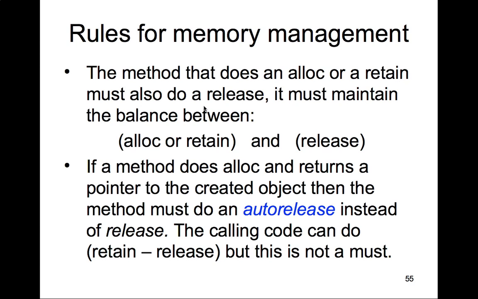So the method that does an alloc or a retain also needs to do a release. It must maintain a balance. Alloc or retain and release work in combinations. If the method does an alloc and returns a pointer to the created object, then the method must do an autorelease instead of a release. So if we have a pointer through an alloc, we do an autorelease. That's why we use an autorelease pool, or we do autorelease.